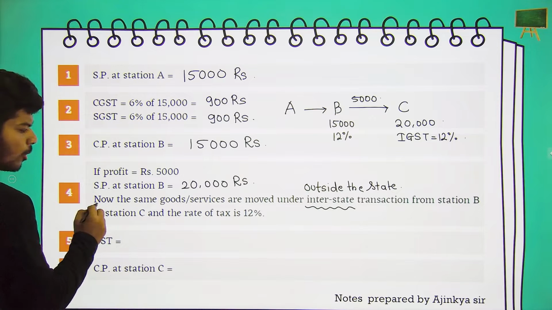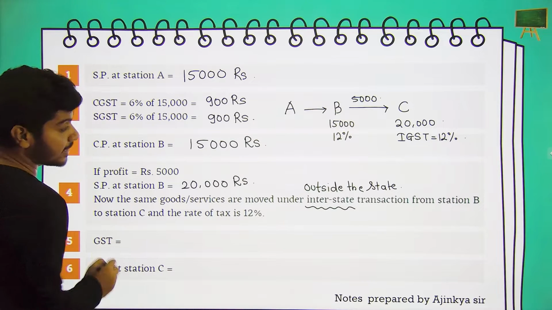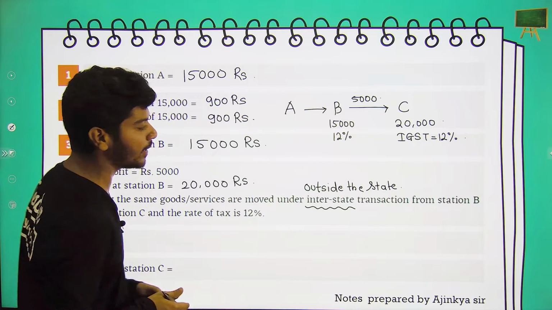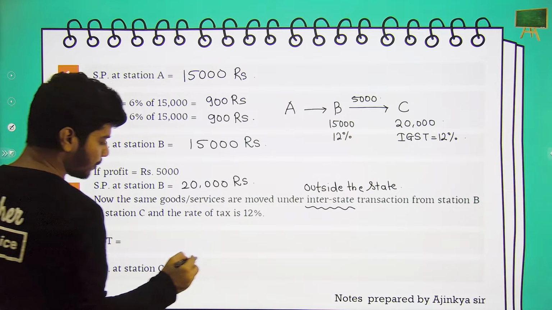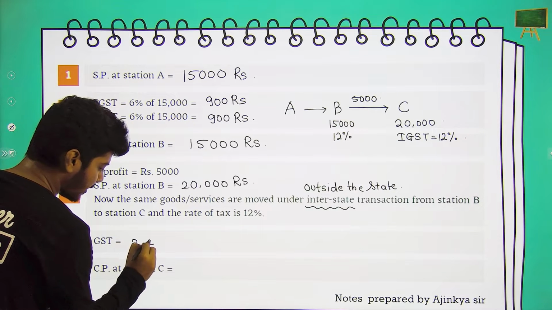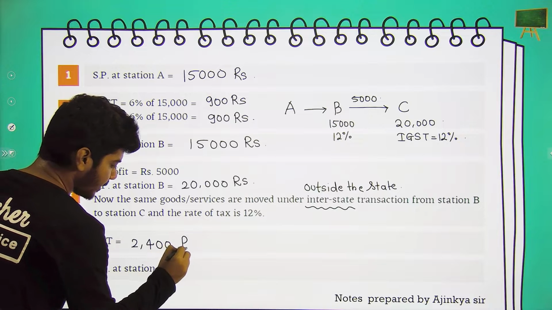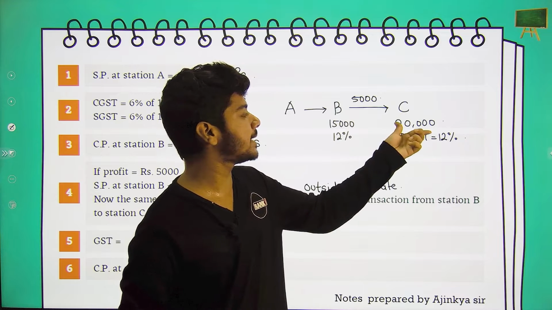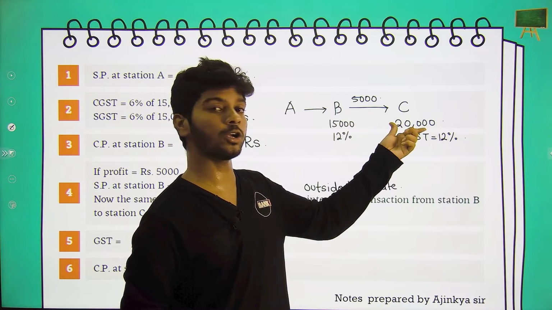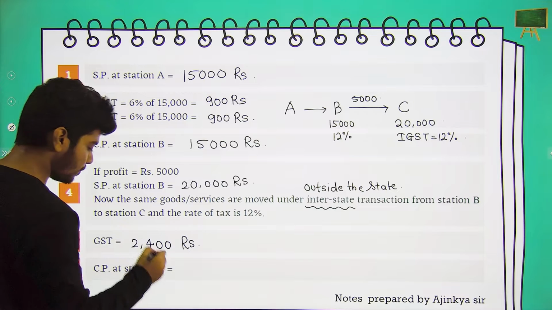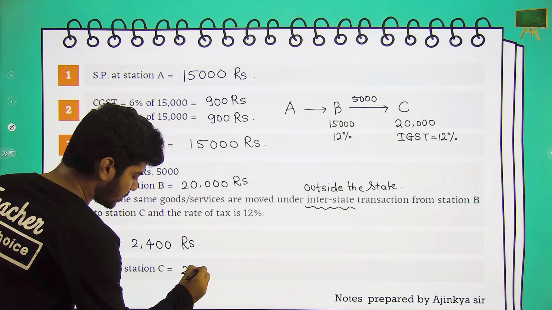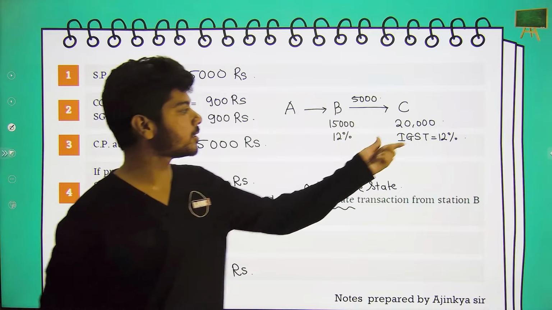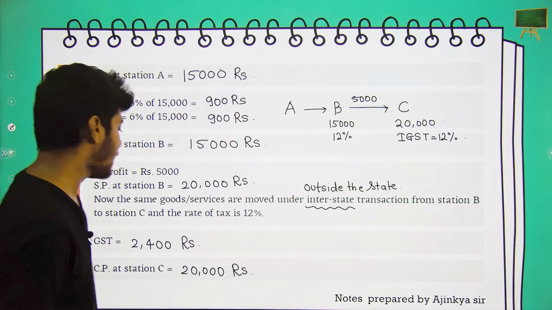So that is my selling price at station B. Now they are asking us GST. So GST is how much? 12%, which we have already calculated here: 2,400 rupees. So we'll write 2,400 rupees as the GST. Now cost price at station C. This is nothing but the cost price at station C, which is again 20,000 rupees. I hope the sum is clear.